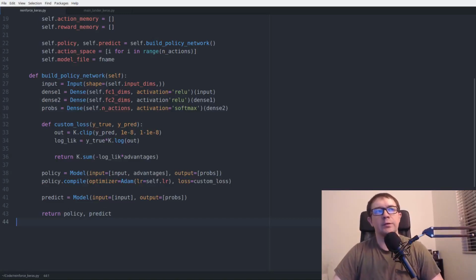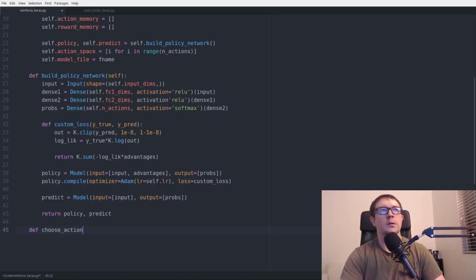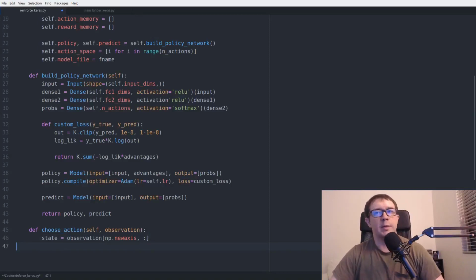Now we get to the more interesting stuff of choosing actions, storing transitions, and learning. So let's start with choosing an action. And that takes an observation as input. Of course, observation is passed in from the environment. So we want to do a recast. We want to reshape the array. So using numpy new axis, comma, everything. And what that will do is it will add in a batch dimension along the first axis. And that kind of makes it line up with this here.